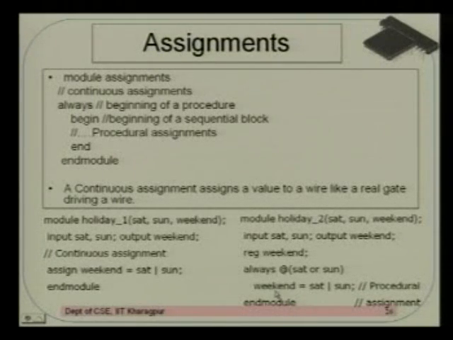Okay, so this is an example of a procedural assignment. The difference is that in this case, the data type of weekend has to be made reg, because when Saturday or Sunday does not change, then this weekend variable is supposed to hold the previous value. Okay, so the data type of this is reg. So this is an example of how you can mix up assignments, and whatever you can express using procedural assignments, you can express using continuous assignments as well. Okay.